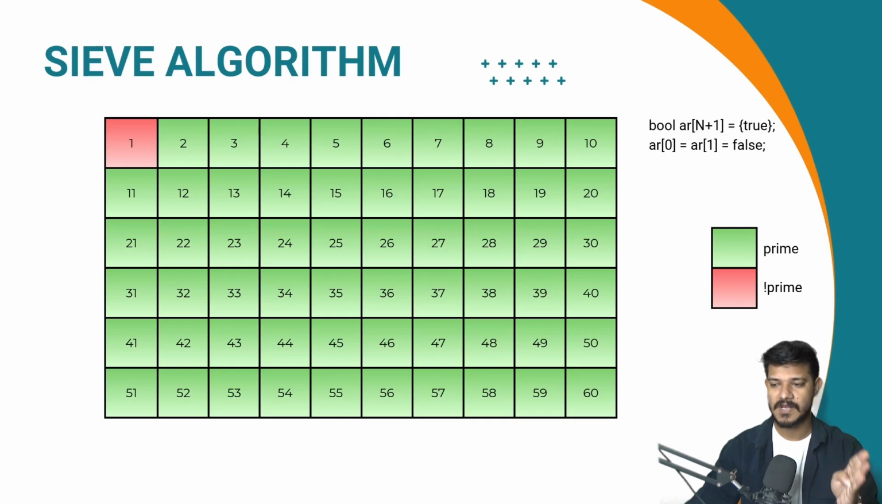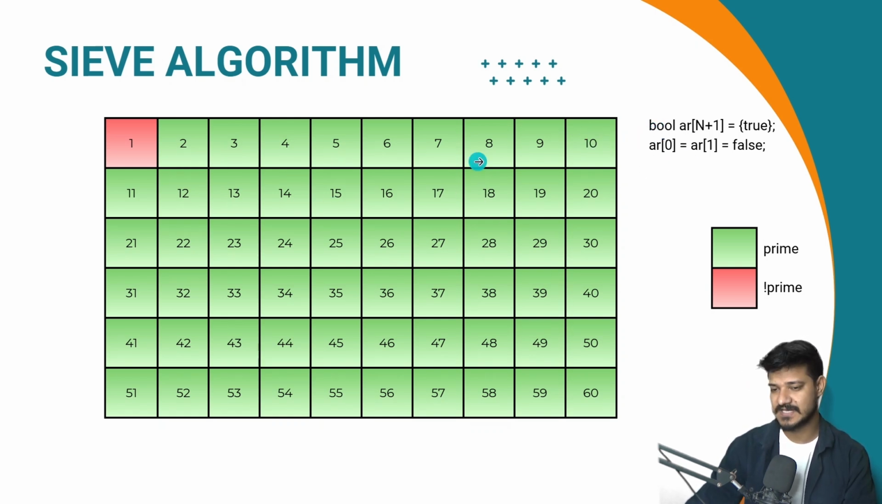So now AR of I represents whether I is a prime number or not. For example, if I wanted to check whether 10 is a prime number or not, I'll check at AR of 10. If AR of 10 is true, that means 10 is a prime number, otherwise not. So we have initialized the whole array.